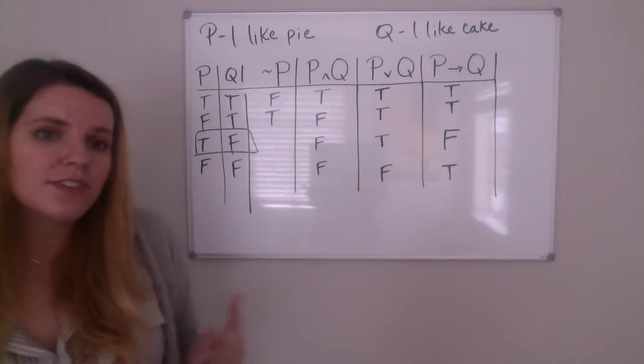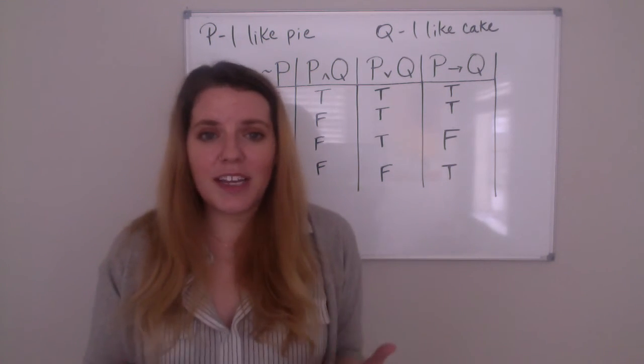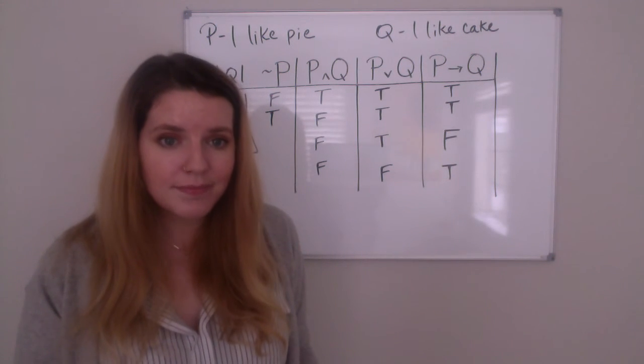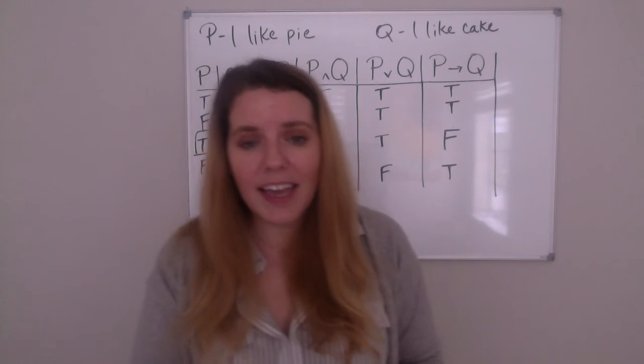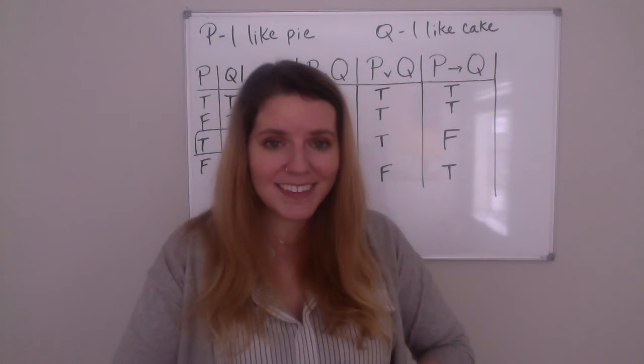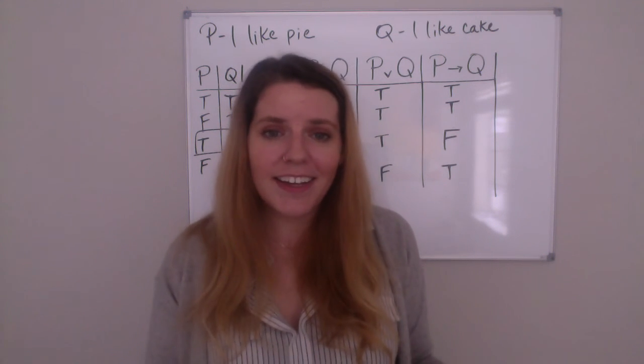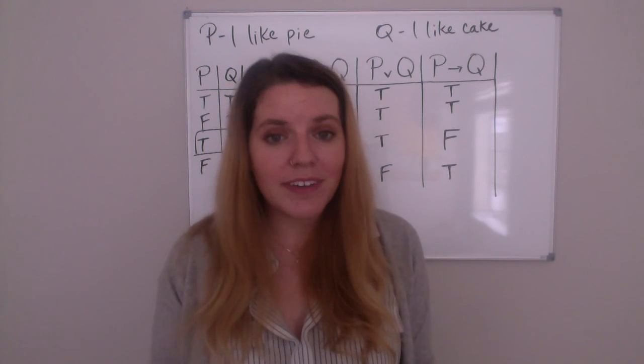So again, a conditional is only false in the situation in which the antecedent is true and the consequent is false. All right, again, we're going to make a little bit more sense of this in our video on necessary and sufficient conditions. Until then, after then, or at any time, let me know if you have any questions.